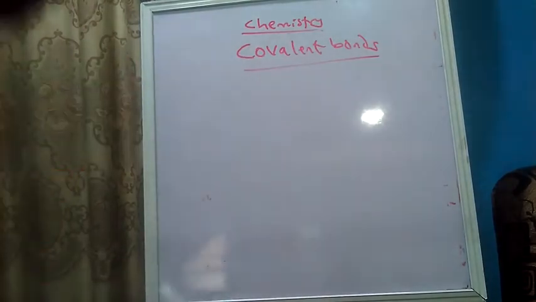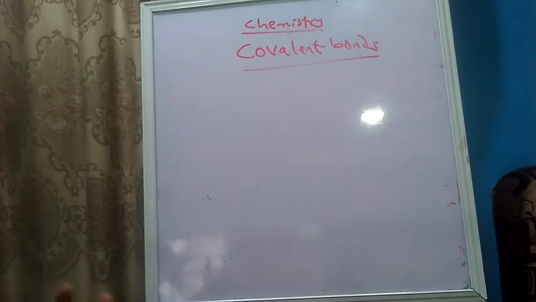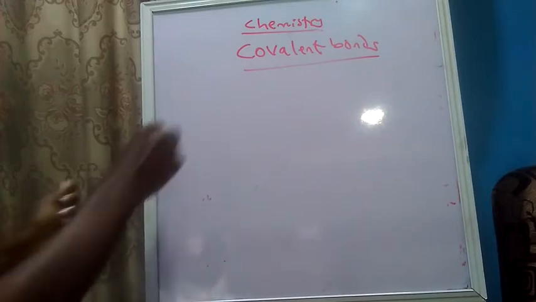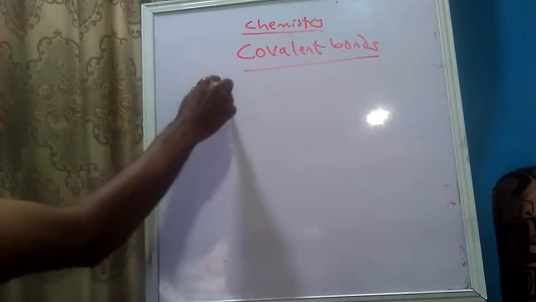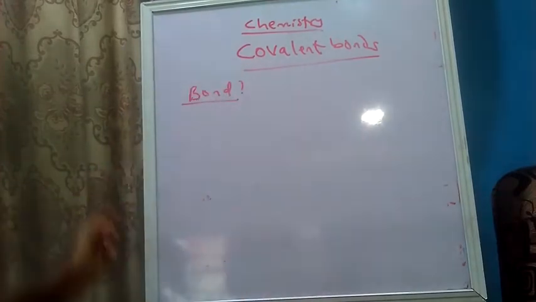Now, the question may come, what is a chemical bond? And why do bonds exist? Well, we can describe a bond as a force of attraction that holds atoms together. So first you have to understand what a bond is. A bond is usually seen as a force of attraction that holds atoms together.